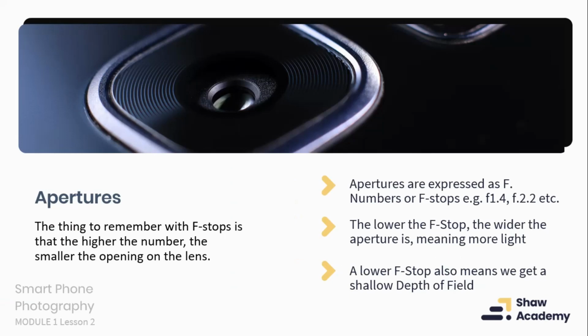Now, just a little bit of vocabulary to go around with our apertures as well. As I mentioned before, apertures are expressed as f numbers or f-stops. So we're going to see, for example, f1.4 or f2.2 or f5.6, f8, f11, f22, etc. The lower the f-stop number, the wider the aperture is. That's the thing to remember here: the lower the number, the wider the aperture is, or the higher the number, the smaller the opening on the lens. Okay, so smaller number, wider aperture, higher number, smaller aperture. Now, a lower f-stop also means we get a shallower depth of field.